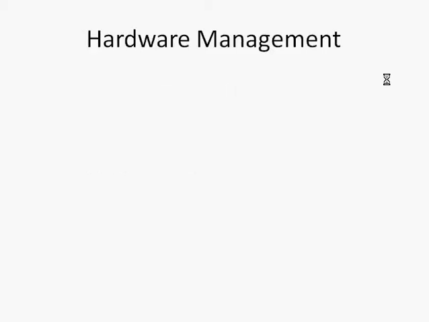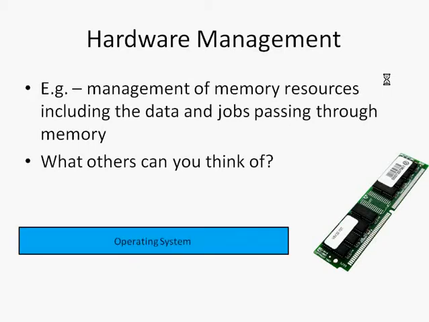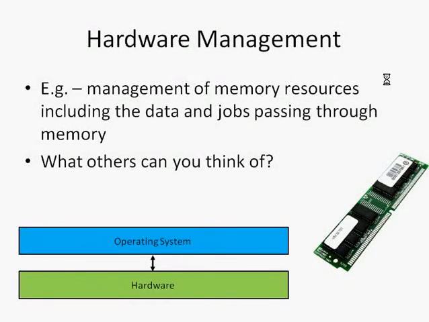So firstly, hardware management. For example, management of memory resources, including the data and jobs passing through memory. So an operating system will manage what goes in and out of RAM. What other hardware management jobs can you think that an operating system will do? If we wanted to show this diagrammatically, then it might look something a bit like this. The operating system manages the hardware.